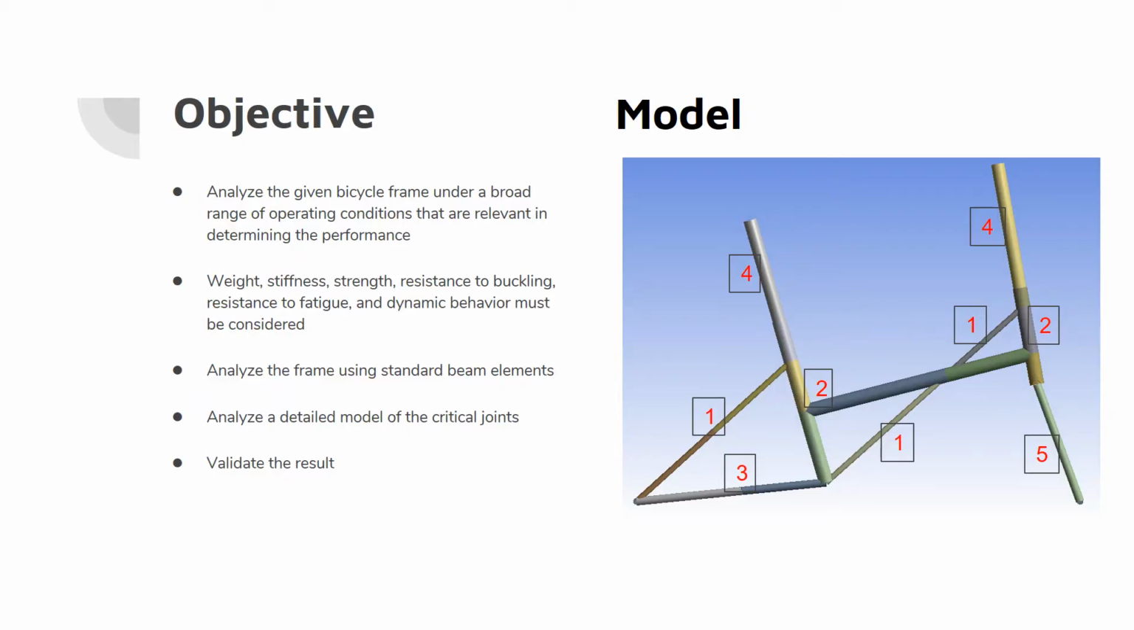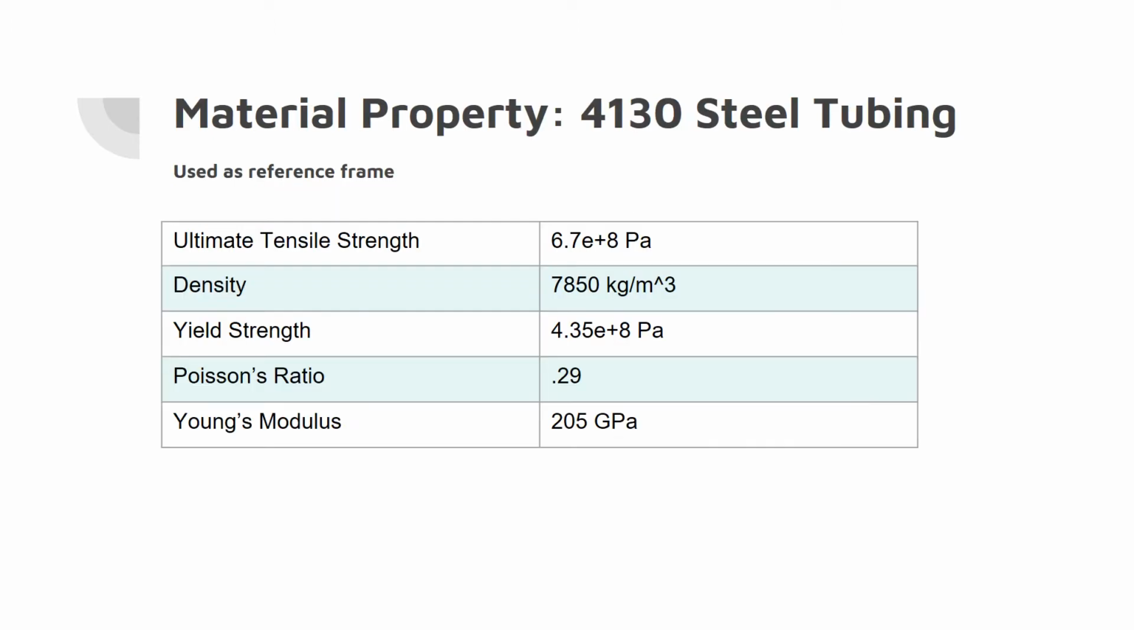The objective of this project is to analyze a given bike frame under certain load scenarios considering weight, stiffness, strength, buckling, fatigue, and dynamic behavior. Analyzing this bike frame is going to be done using beam elements, detailed models of critical joints, and the results must be validated. Here are the material properties for steel tubing used as a reference frame.